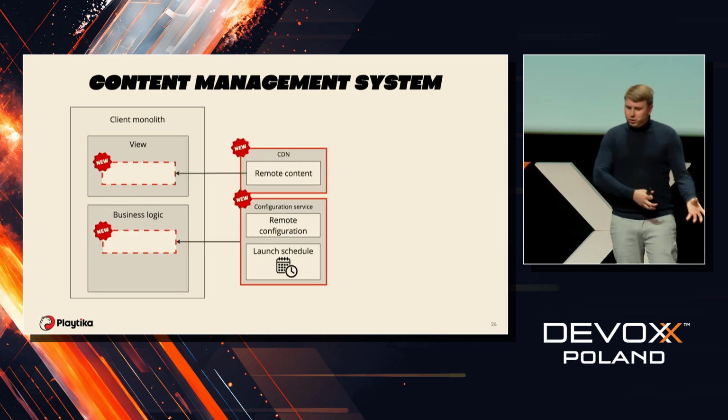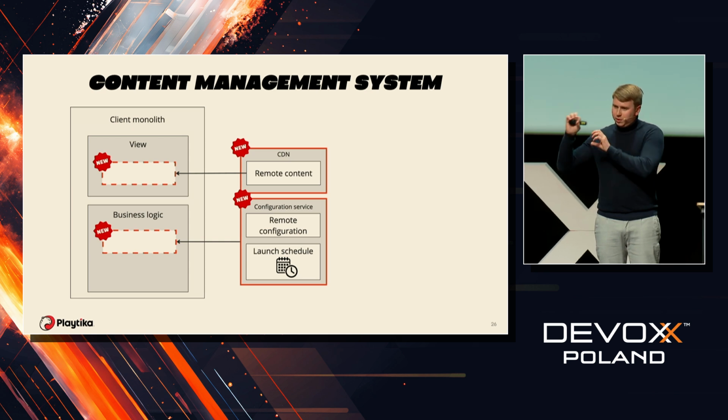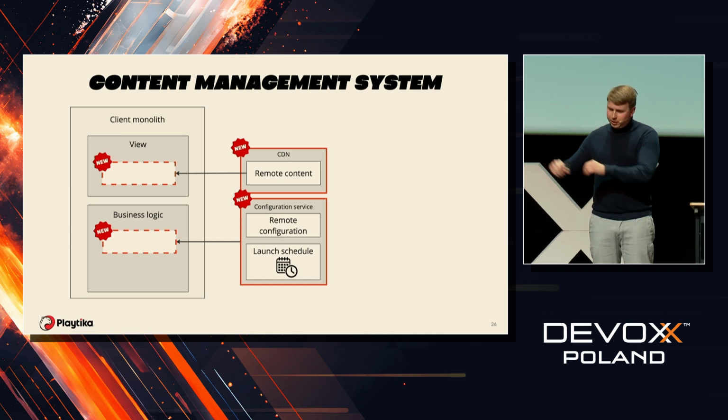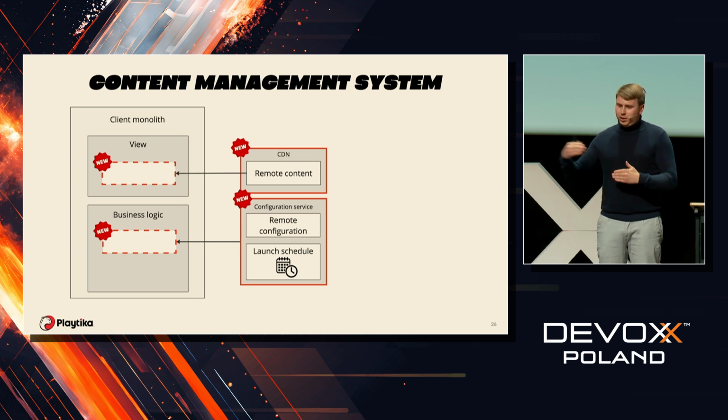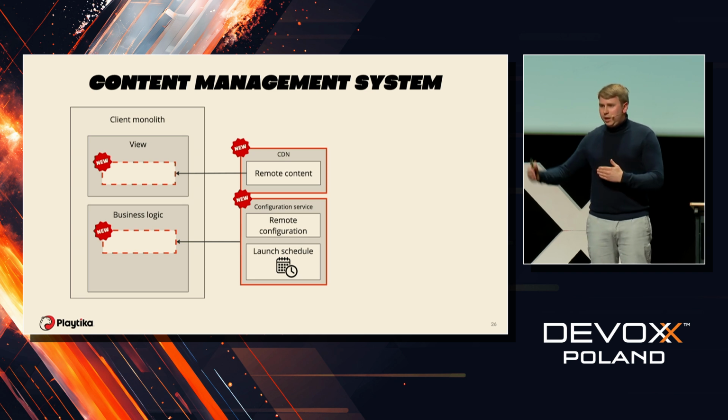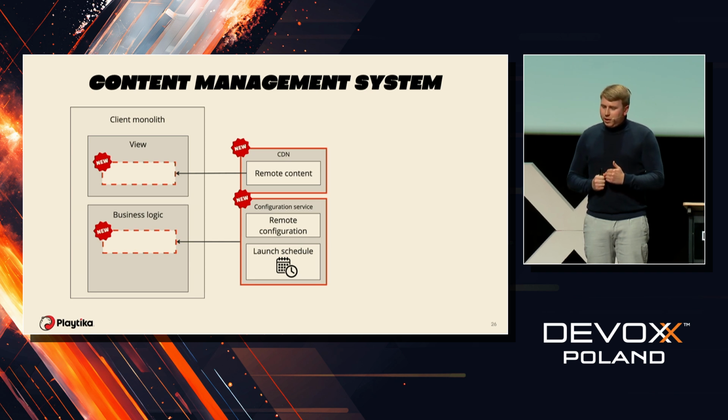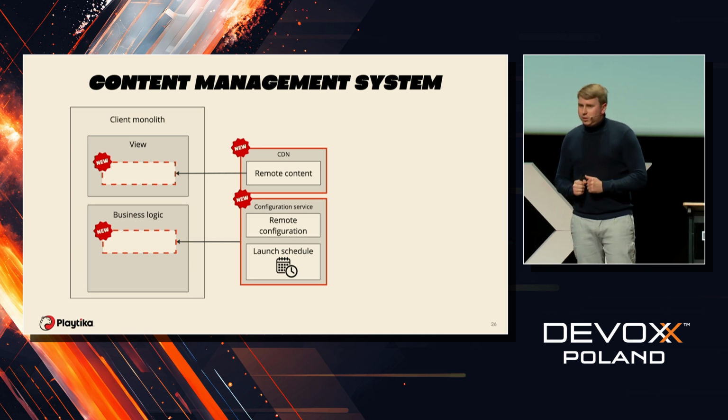First of all, we extract content and configuration and put it somewhere remotely. For example, we can put the content on CDN, upload these graphical files, and we could build a new microservice, let's call it configuration service, which provides the configuration and also handles the logic of the launch schedule. So whenever the application connects to the service, it asks, OK, do I need to start a new tournament? Do I need to show a game? And the configuration service provides the data.